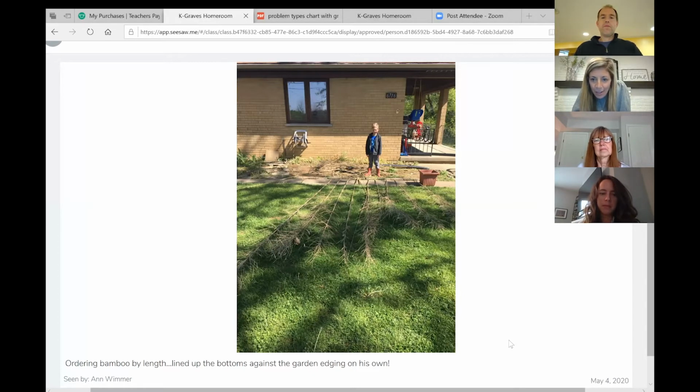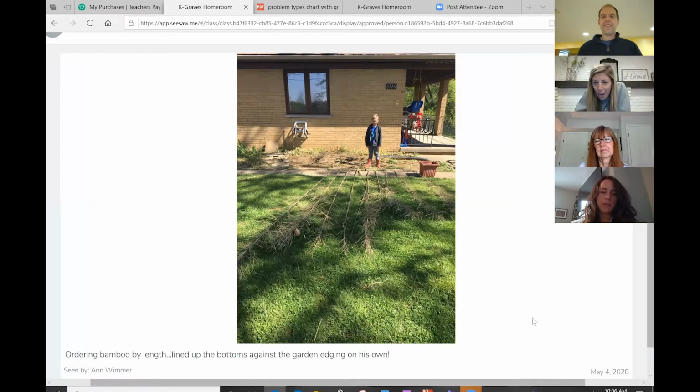This is another student. We were talking about measurement. He went out in his backyard and got a bunch of bamboo sticks and put them in order from smallest to largest. So he really enjoyed doing that, just getting outside in your backyard and doing math with what you have. So they really enjoyed some of those activities.